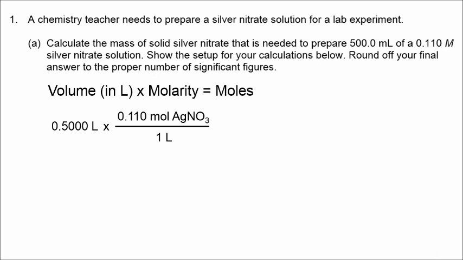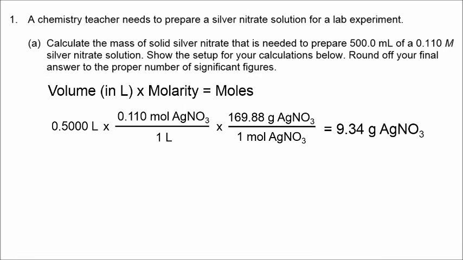So if I do this calculation from volume times molarity, I can get moles. Let's go ahead and finish this problem off by calculating the number of grams. And that 169.88 just comes from the molar mass of silver nitrate. Our answer, rounded off to 3 significant figures based on the molarity, is 9.34.